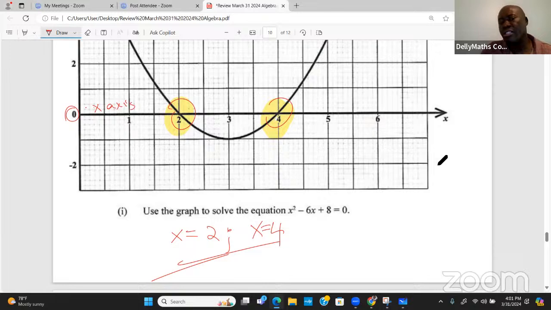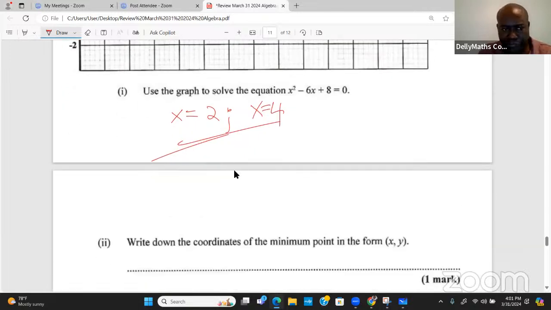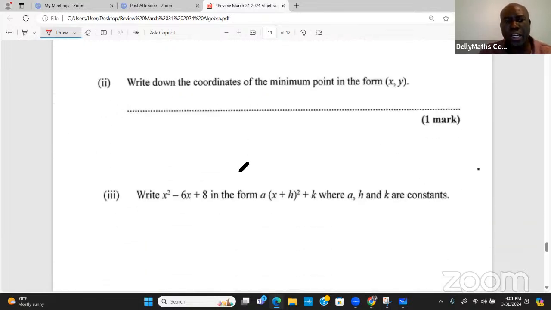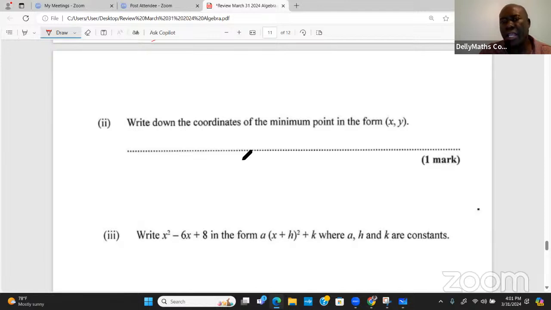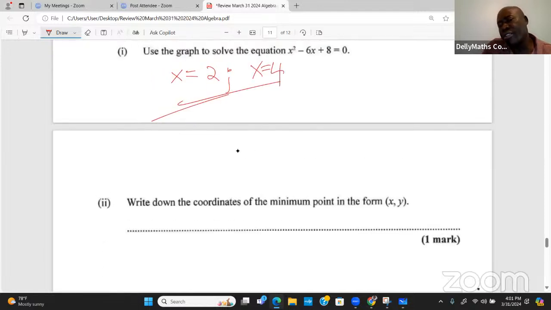They could say solve, all right? So those are what you pick up quickly. Write down the coordinates of the minimum point in the form. So in other words, they're asking you to write a coordinate. X, Y, that's a coordinate.